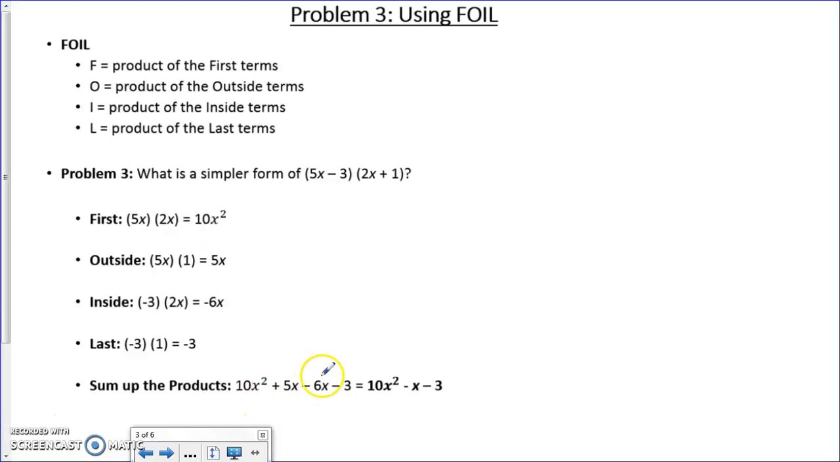10x squared plus 5x minus 6x minus 3. The middle terms should be your like terms. Positive 5x minus 6x is negative x. So your solution is 10x squared minus x minus 3.